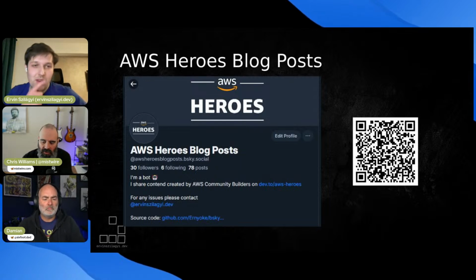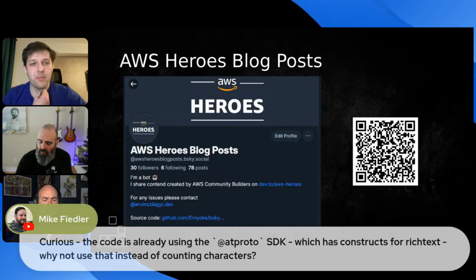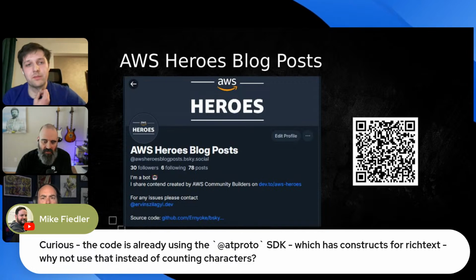I got a quick question from the audience. Cool. Mike is asking, the code already uses the AT-Proto SDK, which has constructs for rich text. Why not use that instead of counting characters?